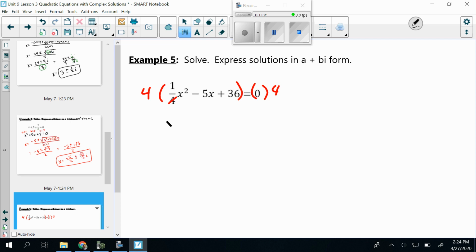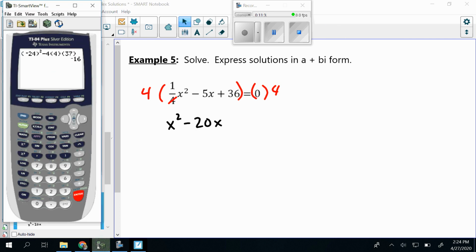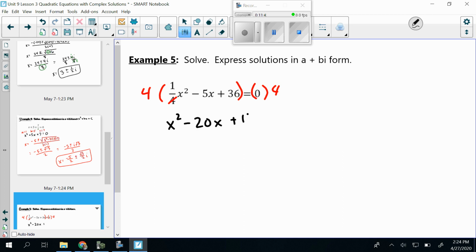So now we'd have x squared minus, but we've got to distribute this, so minus 20x. And then we've got to do 4 times 36 and see what that would be. 4 times 36, we end up getting 144. And then 0 times 4 is still 0. So now you don't have fractions to deal with in this one. So the a would be 1, b would be negative 20, c would be 144.